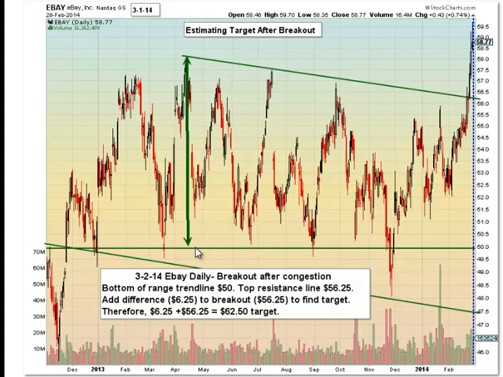If we do $50 subtracted from about 56 1/4, that's a difference of $6.25. And then we're going to add that to where it broke out, about 56.25. So that would give us a 62.50 target. Now it's trading up here at about $59. So would we really want to get in here for a couple dollars? Well, as you'll see on the next chart, we might be getting a pullback in the near future.